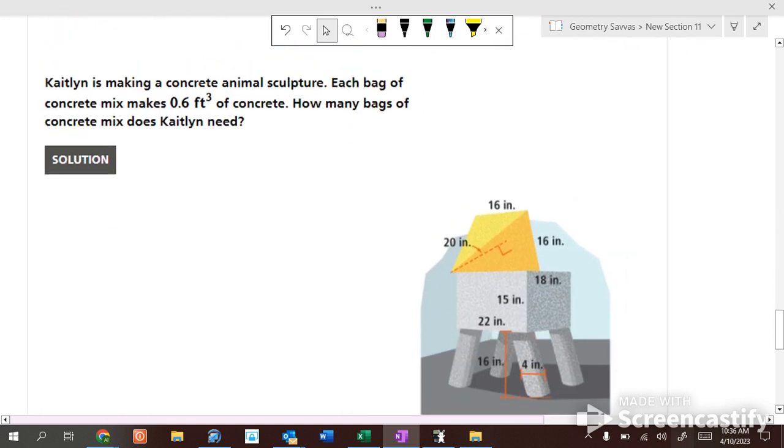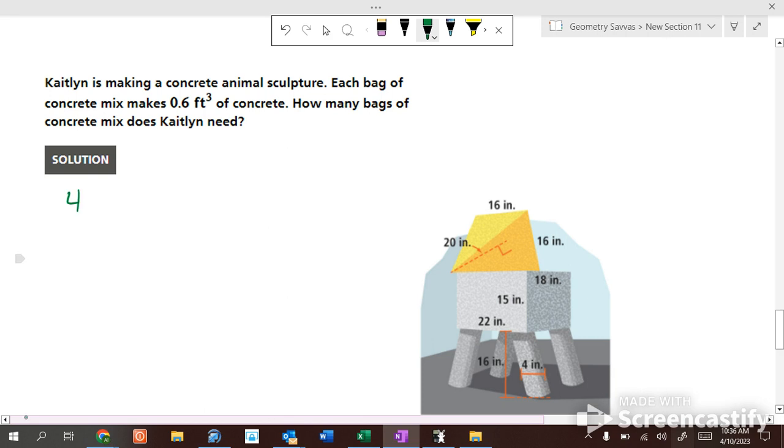Last one. Caitlin is making a concrete animal sculpture. Each bag of concrete mix makes 0.6 cubic feet of concrete. How many bags of concrete mix does she need to make her beautiful sculpture here?